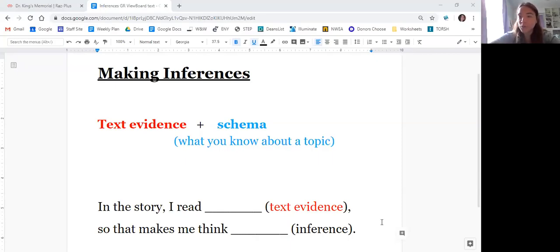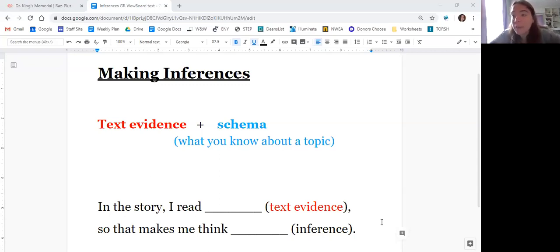I cannot wait. Okay, we're going to get started remembering what it means to make an inference. Remember, an inference is a guess. But we need two things to make our guesses based on the text. We need text evidence and schema. Very good. Schema is what you know.